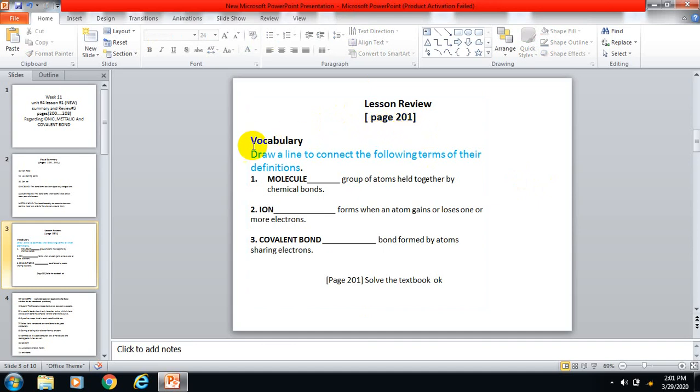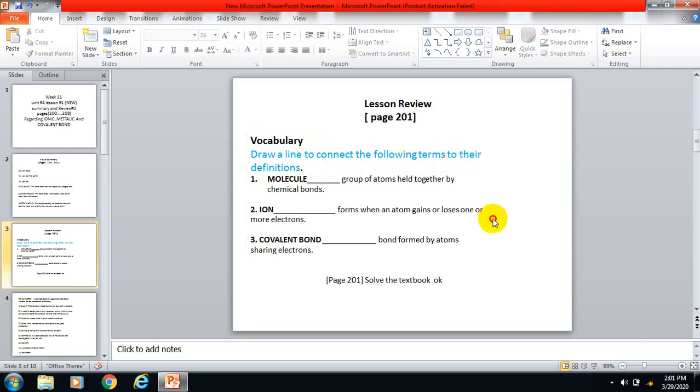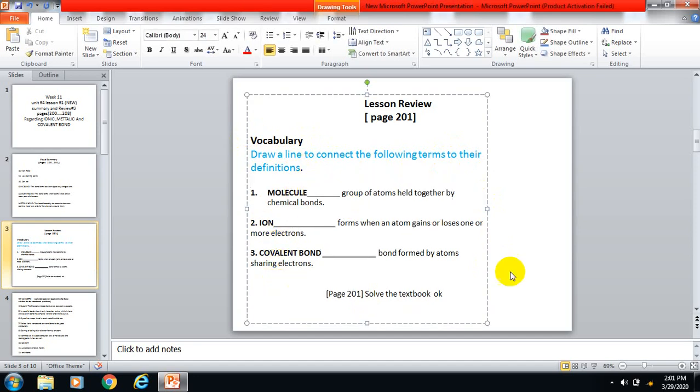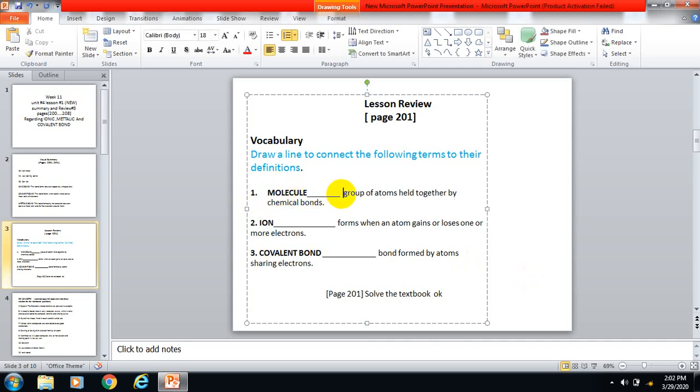Of lesson 4. Now look at the vocabulary option. Vocabulary: draw a line to connect the following terms to their definitions. Understand? Look at the first one, the molecule: you need to draw a line to group of atoms held together by chemical bonds. So this option is B.